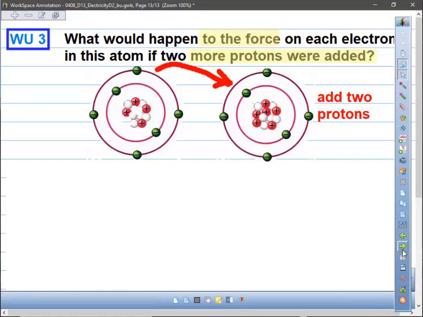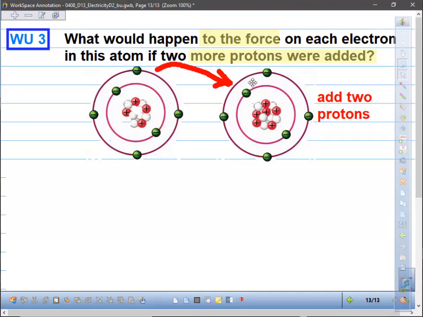All right, we're going to finish up today with warm-up 3. This is, again, very similar to what we did with gravitational force, so I'm just going to jump right into this warm-up, but now it's going to be talking about charges instead of mass. Warm-up 3. What would happen to the force on each electron in this atom if 2 more protons are added?